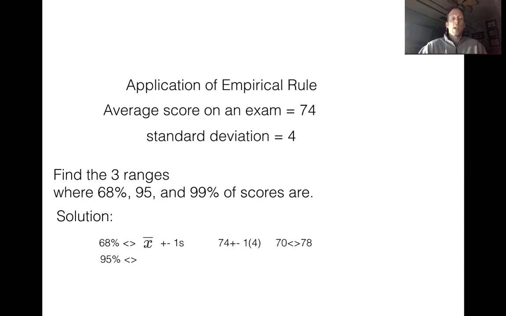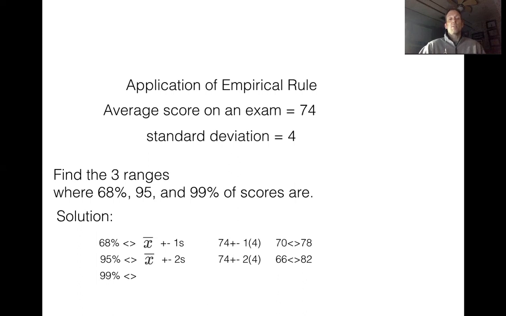95%. If we're looking at 95%, now we have to double the standard deviations again. So we're going to take 74. We're going to add 2 standard deviations to it. Each standard deviation is a distance of 4. So we're going to add a total of 8 onto the 74. 74 plus 8 will give us 82. The low end will be 66. So just about everybody that took that test, 95% of the students that took it, scored between a 66 and an 82. So then where was everybody?